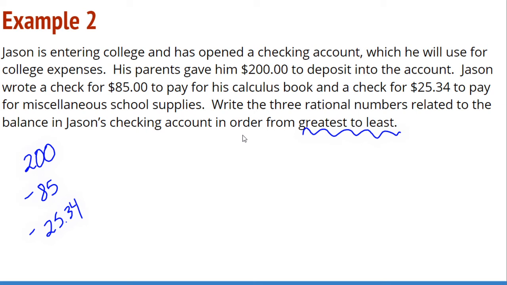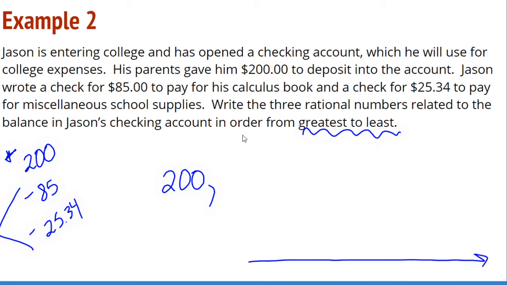So if I'm writing from greatest to least, I know that a positive number is always going to be greater than a negative number. So the 200 is our greatest number because it's the only positive number we have. Now looking at these other two, I have to ask myself, which of these is farthest from 0?